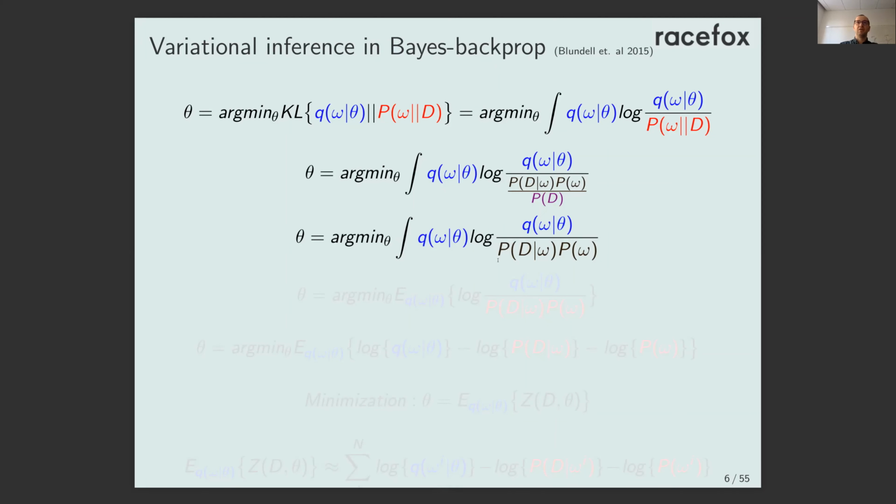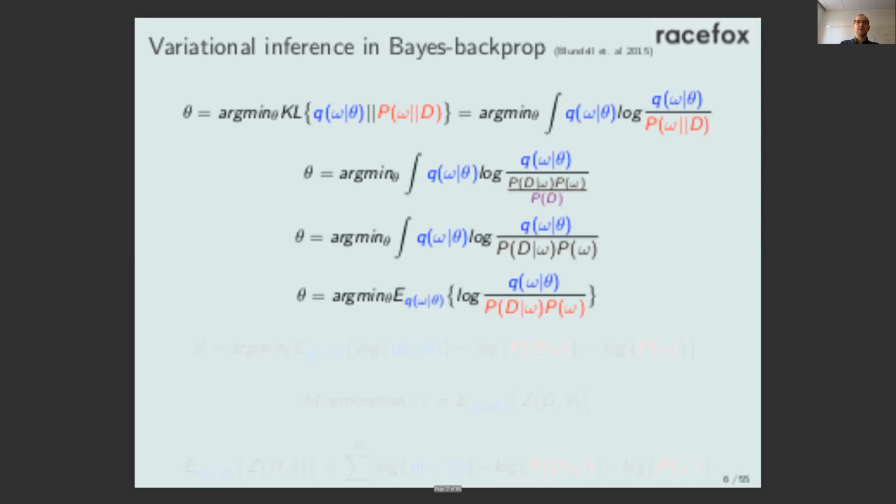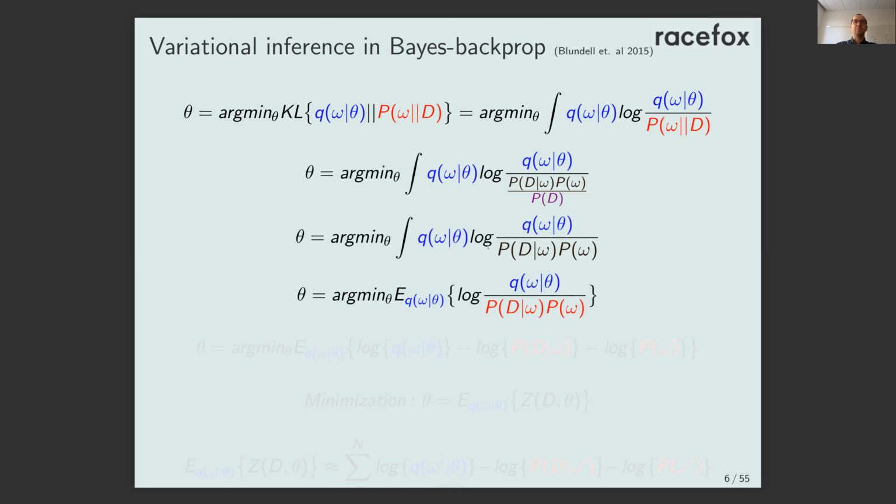This integral is a single expectation. So the minimization process now becomes a minimization of an expectation, where we draw samples from the variational distribution and then plug them into my prior, the probability of my data given the parameters, and the variational distribution.